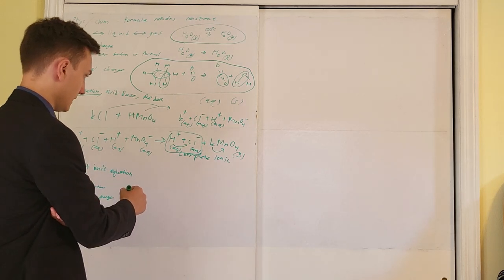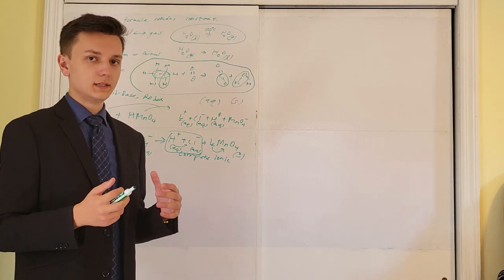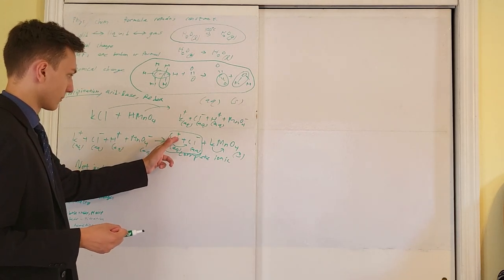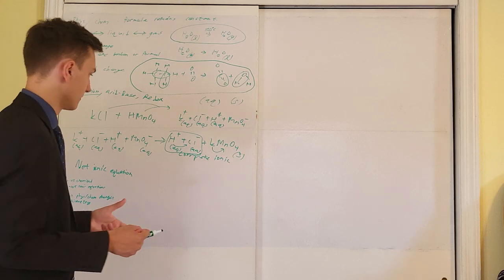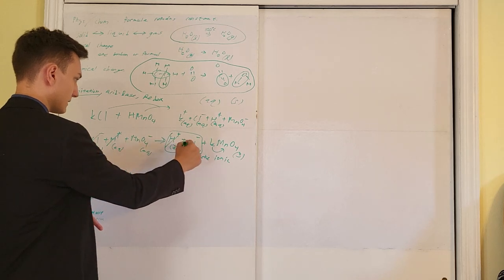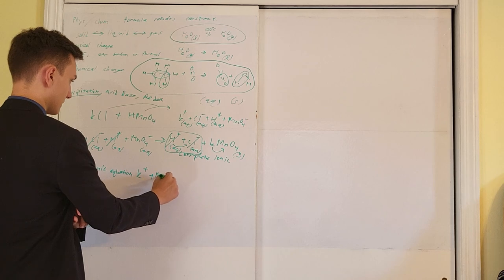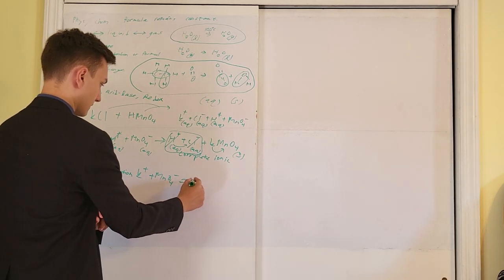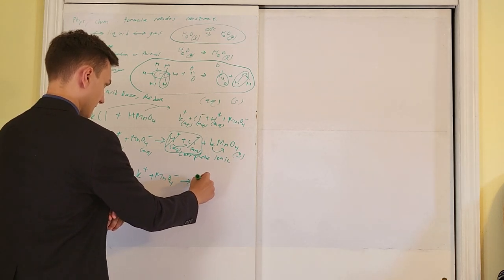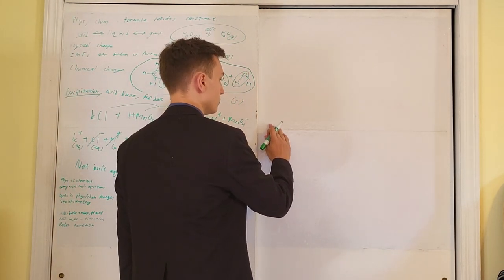Okay? A net ionic equation removes all of the so-called spectator ions. Spectator ions are ions that are present on both sides of the reaction. So when we remove the spectator ions, we remove the H plus, we remove the Cl minus, and we're left with the net ionic equation of K plus plus MnO4 minus. It gives us, that's not an equal sign, that's supposed to be an arrow, potassium permanganate.